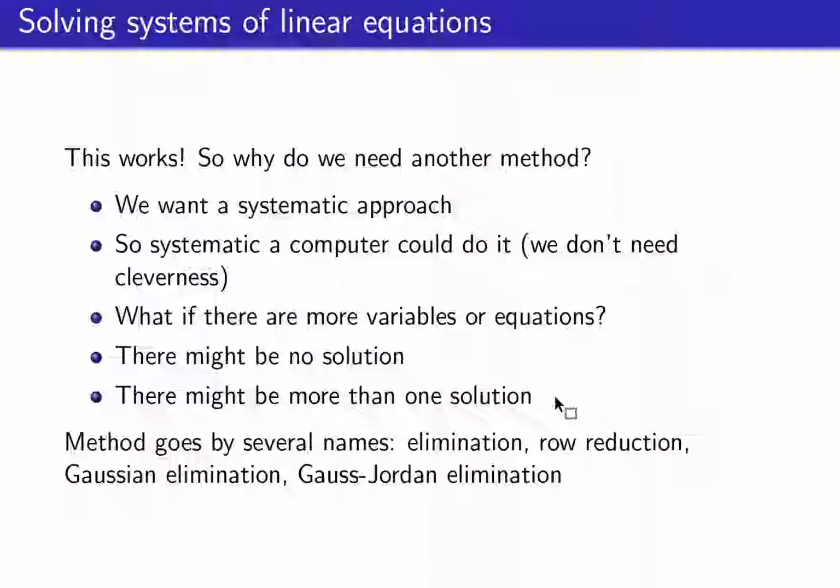So this method, what is this method all about? Well, that's the topic for today. It goes by a number of different names. Elimination or row reduction are some of the names. Very commonly, it's called Gaussian elimination or sometimes Gauss-Jordan elimination.